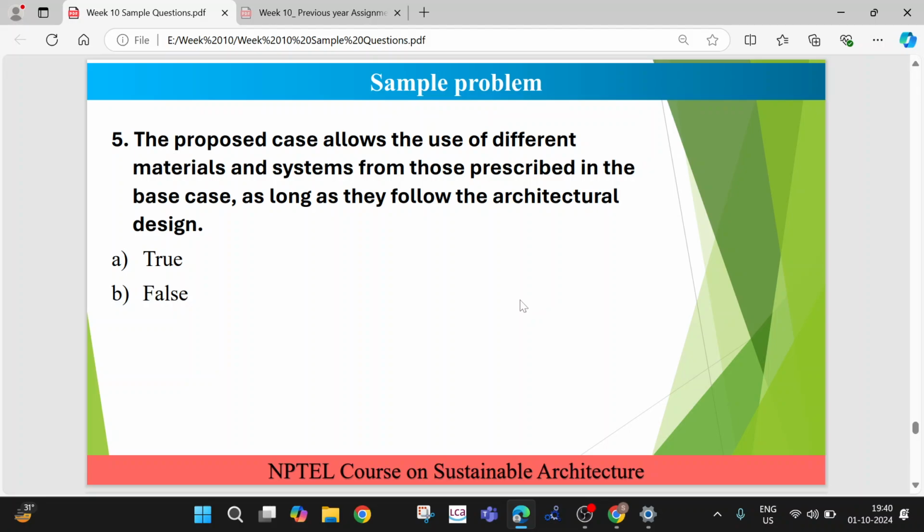So here is the next question for all of you then. The proposed case allows the use of different materials and systems from those of the prescribed base case, as long as they follow the architectural design. So when you are comparing two things, whether you will be having the same material or systems or you will be having different.